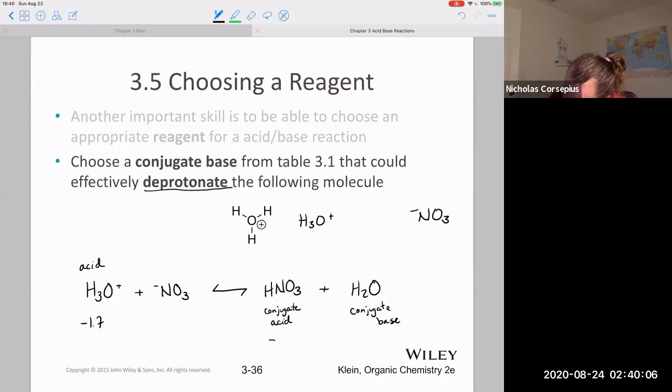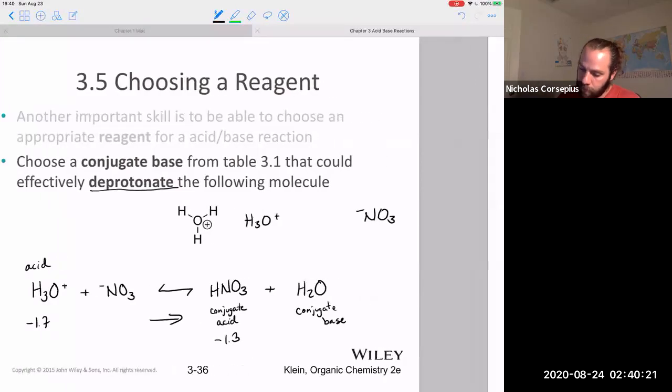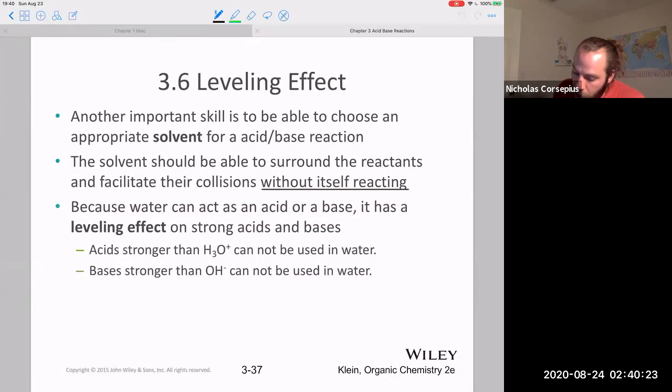Negative 1.3. And so this reaction would indeed proceed in that forward direction. Okay, so just practical considerations of what acid do we choose to protonate a base? What base do we choose to deprotonate an acid? There's one thing that we have to consider when we're choosing the solvent for a particular acid-base reaction.